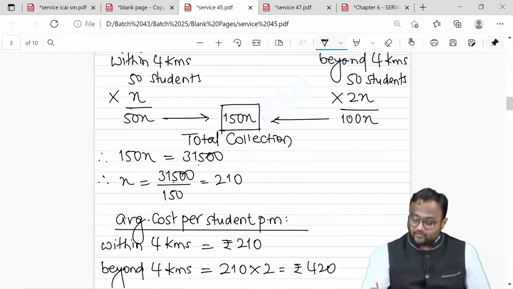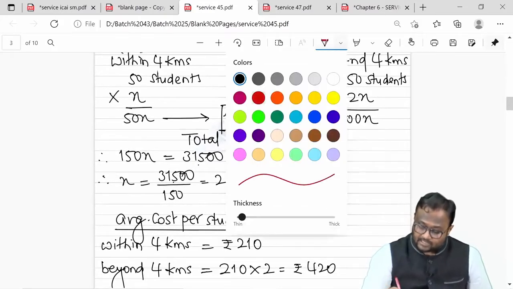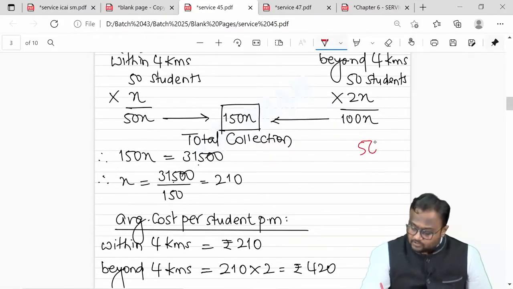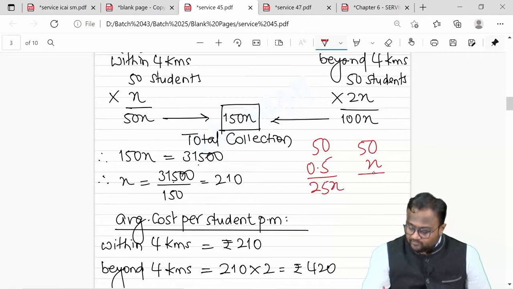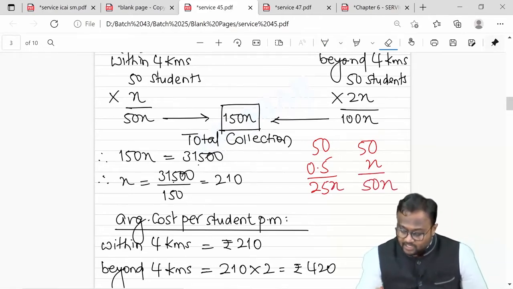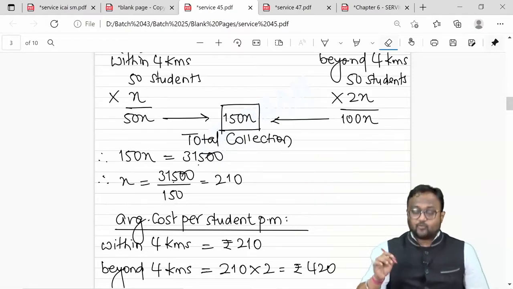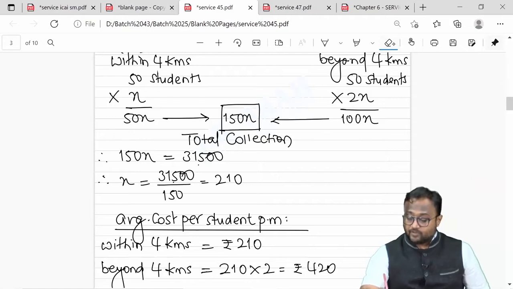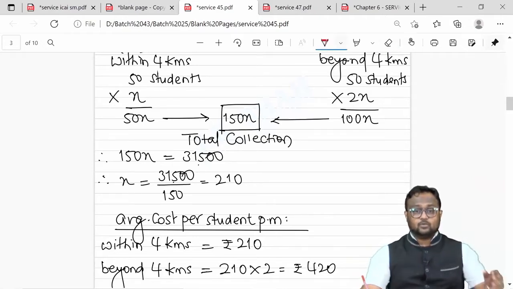Simple. If I would have assumed beyond 4 kilometer as X, that is also fine. So this is 50 students into X, 50 students into 0.5X because half. So this will be 50X, this will be 25X. In my total collection will be 75X instead of 150X. So X will give me 420 directly, which will be divided by 2.